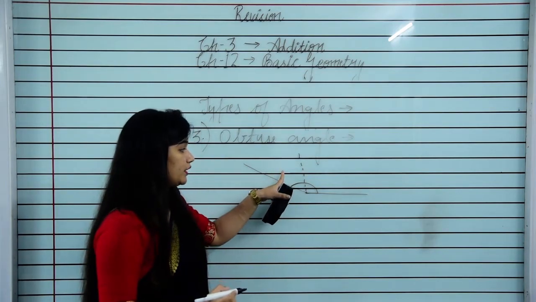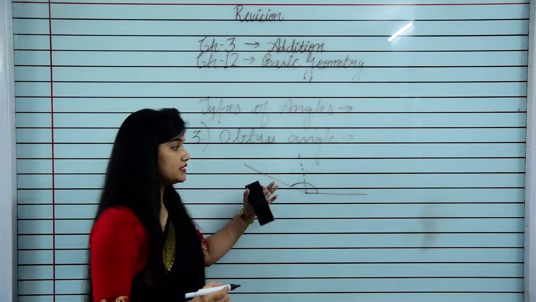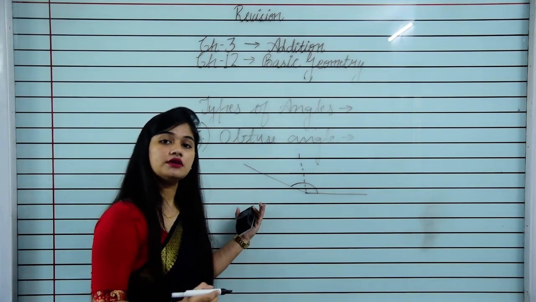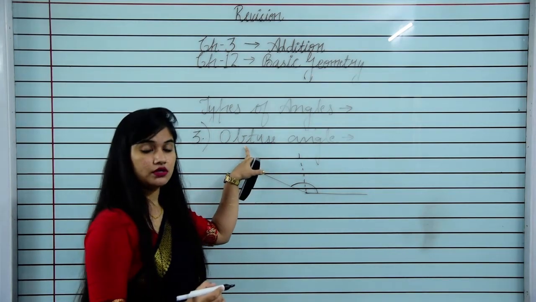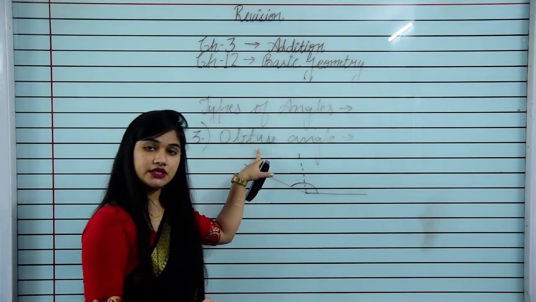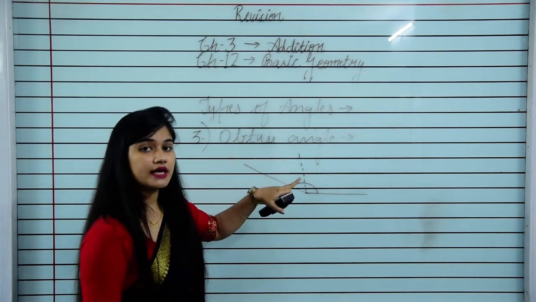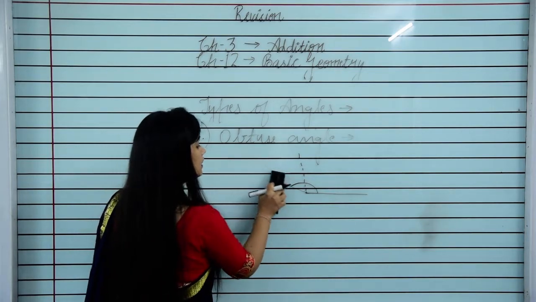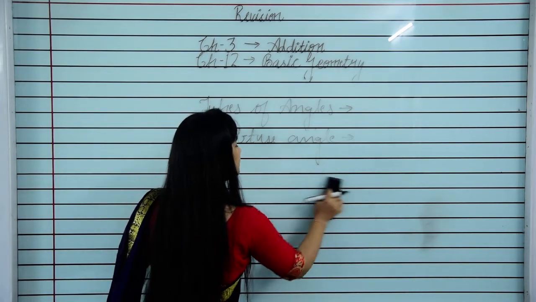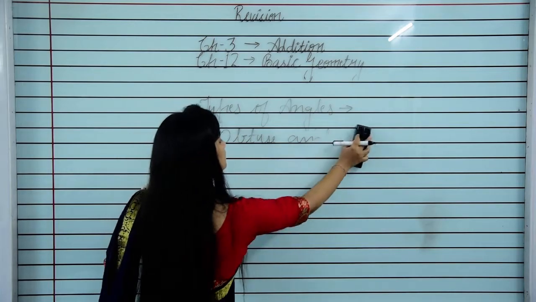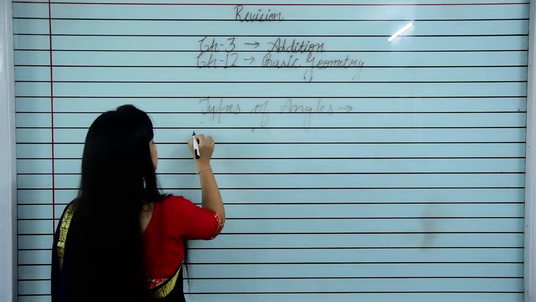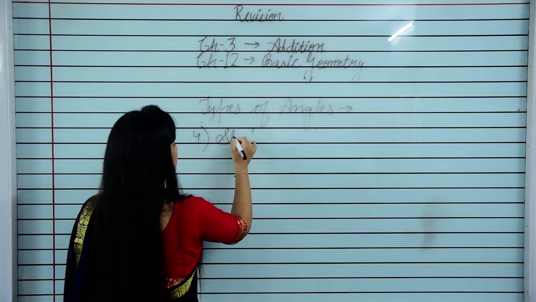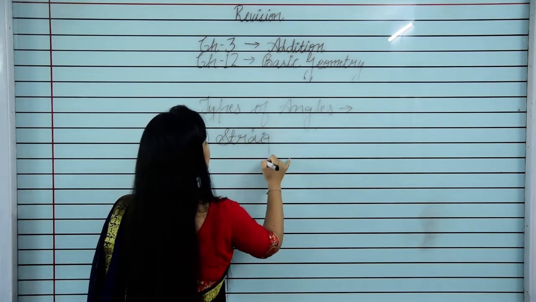Understood? This will be more than 90 degree, this will be greater than a right angle, and this angle is called obtuse angle. 90 degree will be right angle, less than 90 acute angle, and more than 90 will be obtuse angle. Now we'll see an angle. The last is straight angle. Straight angle.